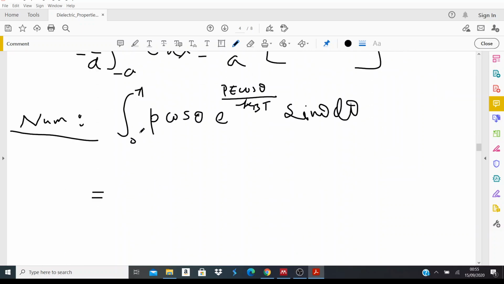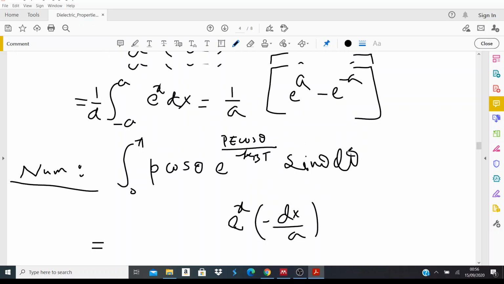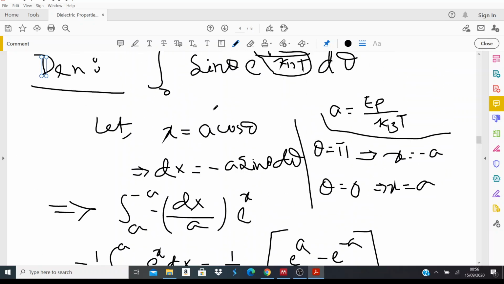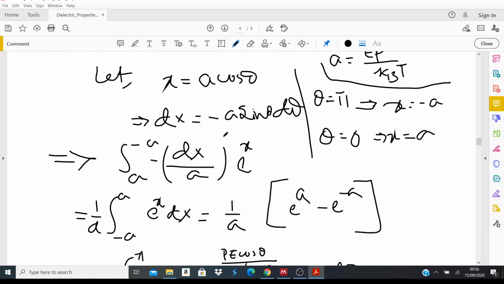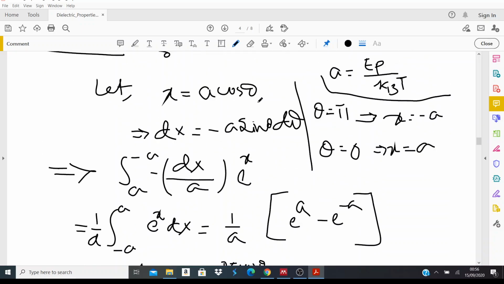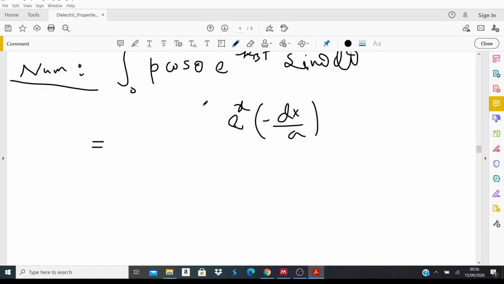So you can see that we have this A cos theta in the exponent, so we have e to the power x here, and for sine theta d theta we have dx by A as before, right? And also we have this p cos theta, and the value of cos theta is nothing but x by A, right?